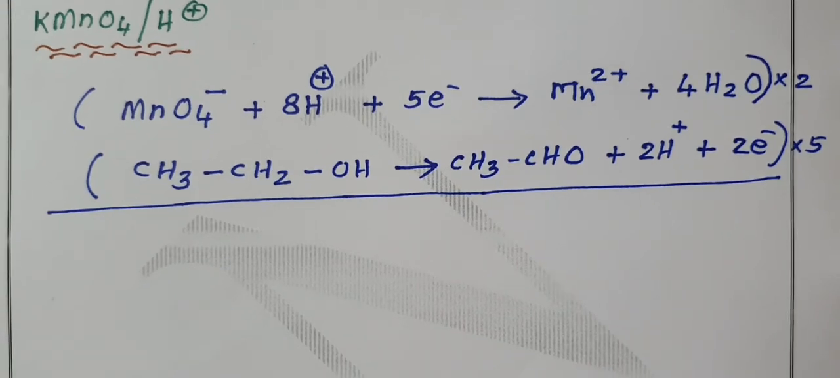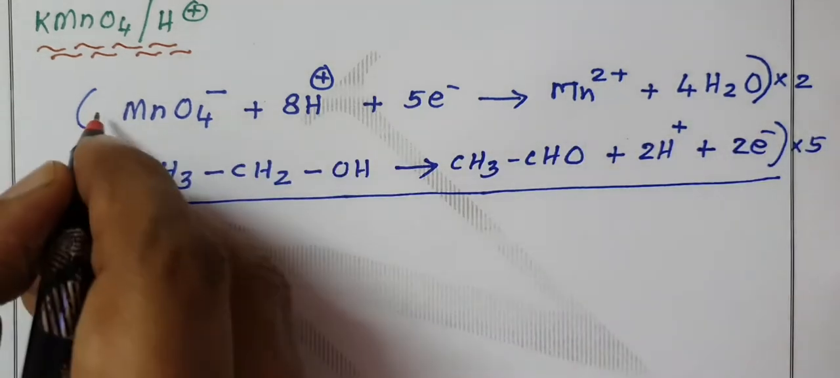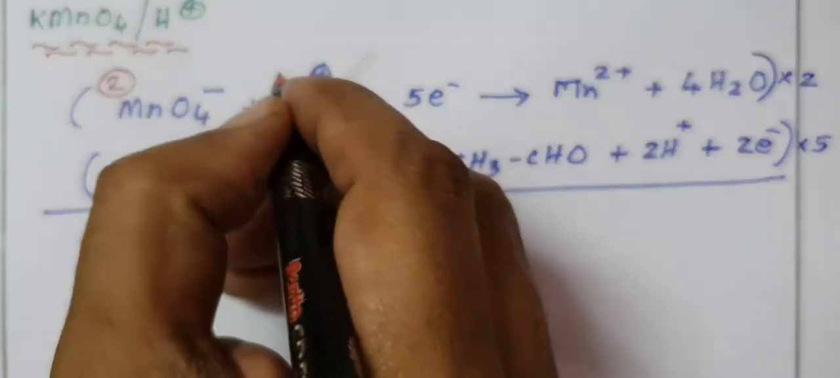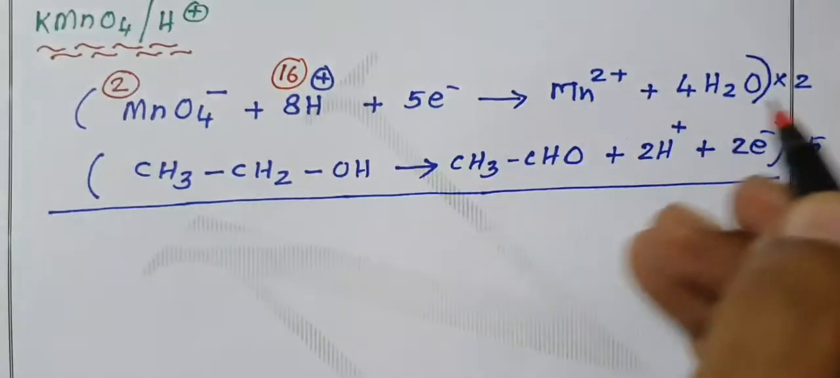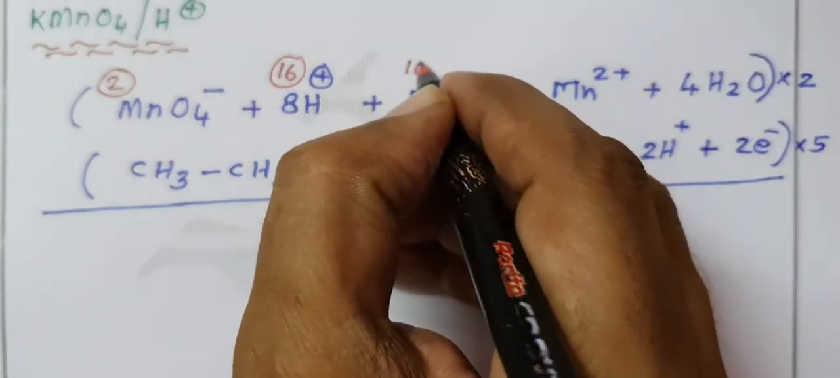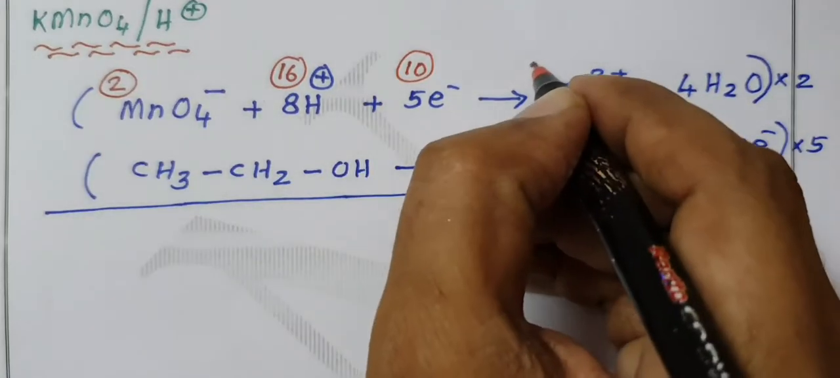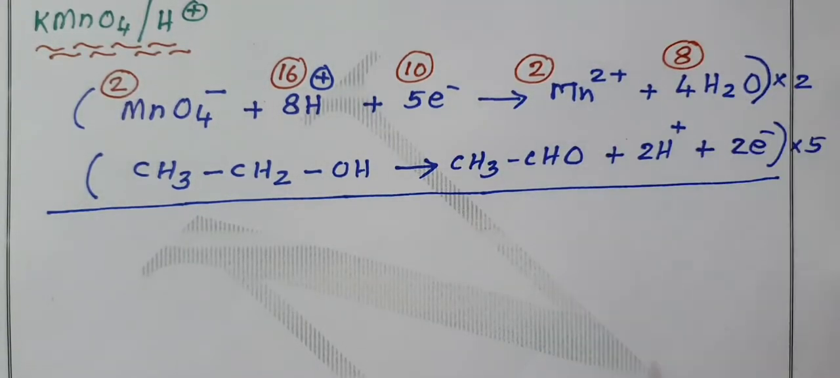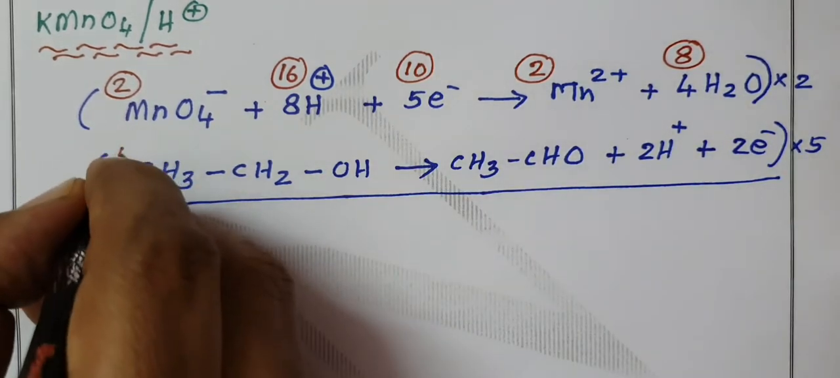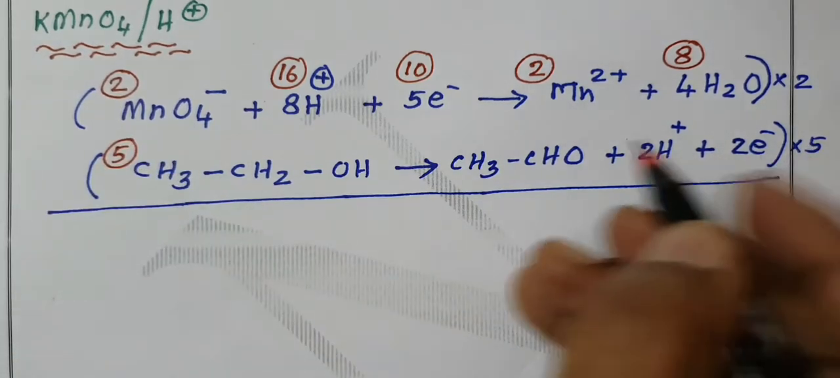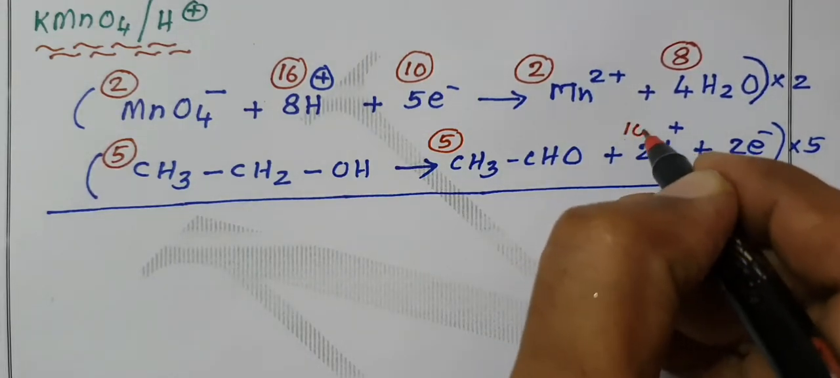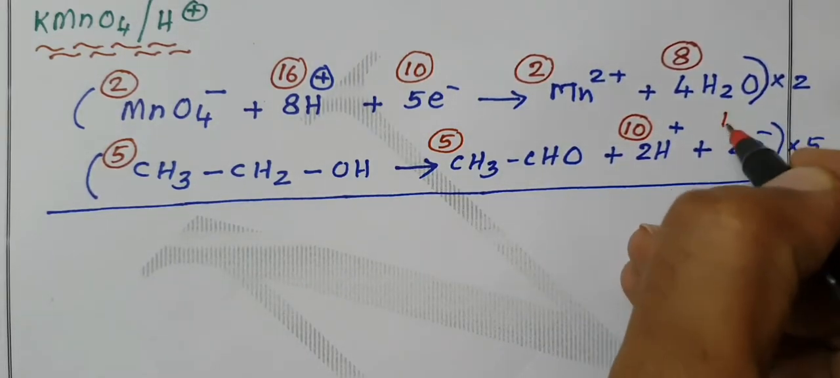After the multiplication: 2 into 1 equals 2, 2 into 8 is 16, 2 into 5 is 10, 2 into 1 equals 2, 2 into 4 is 8. 5 into 1 equals 5, 5 into 2 is 10.